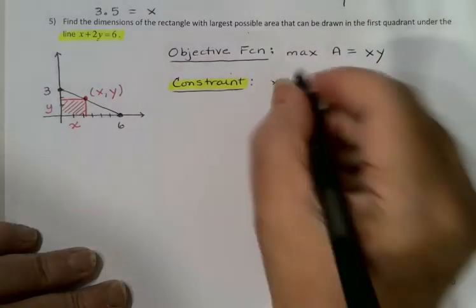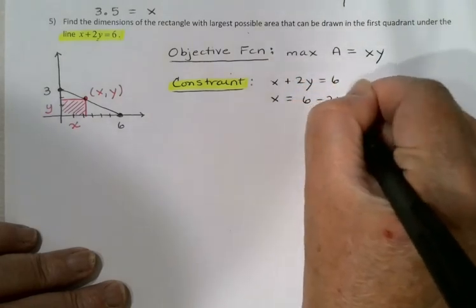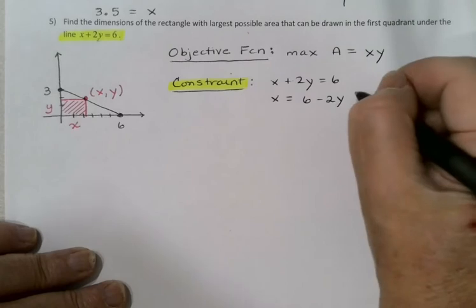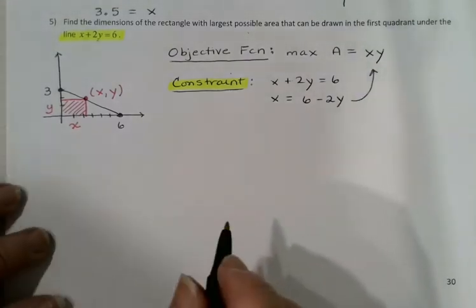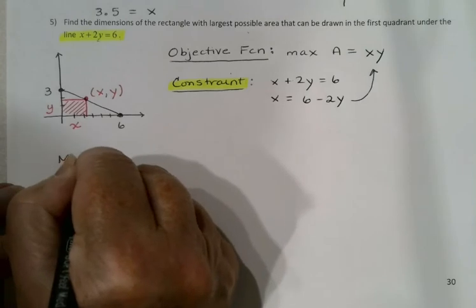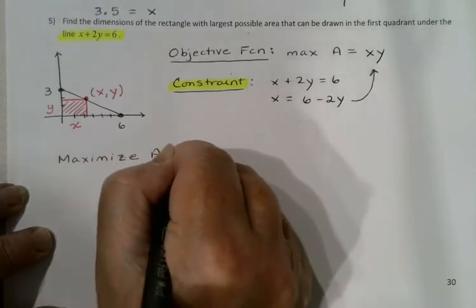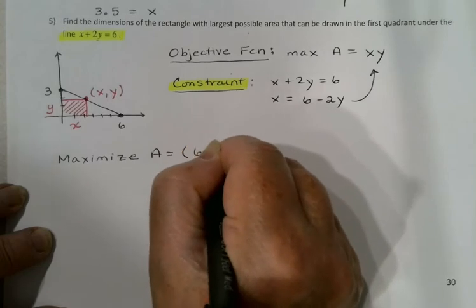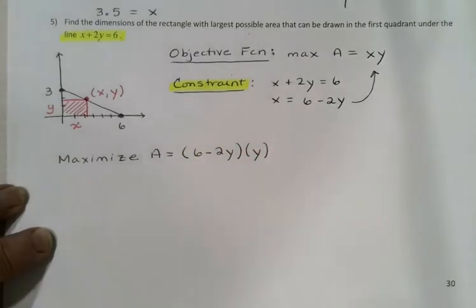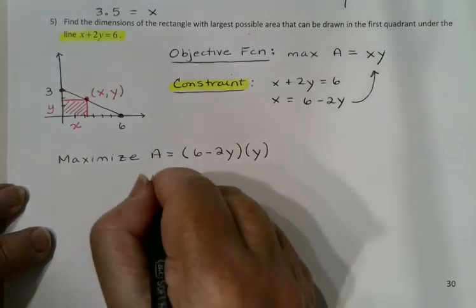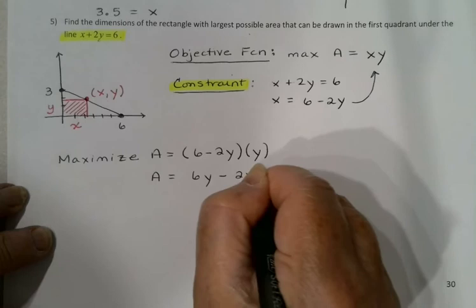So let's solve this for x. It's just slightly easier because it doesn't require any fractions. X would be 6 minus 2y. And I'll plug that back into my objective function. So my goal now is to maximize my area function. X I'm replacing with 6 minus 2y times y. So area would be 6y minus 2y squared.